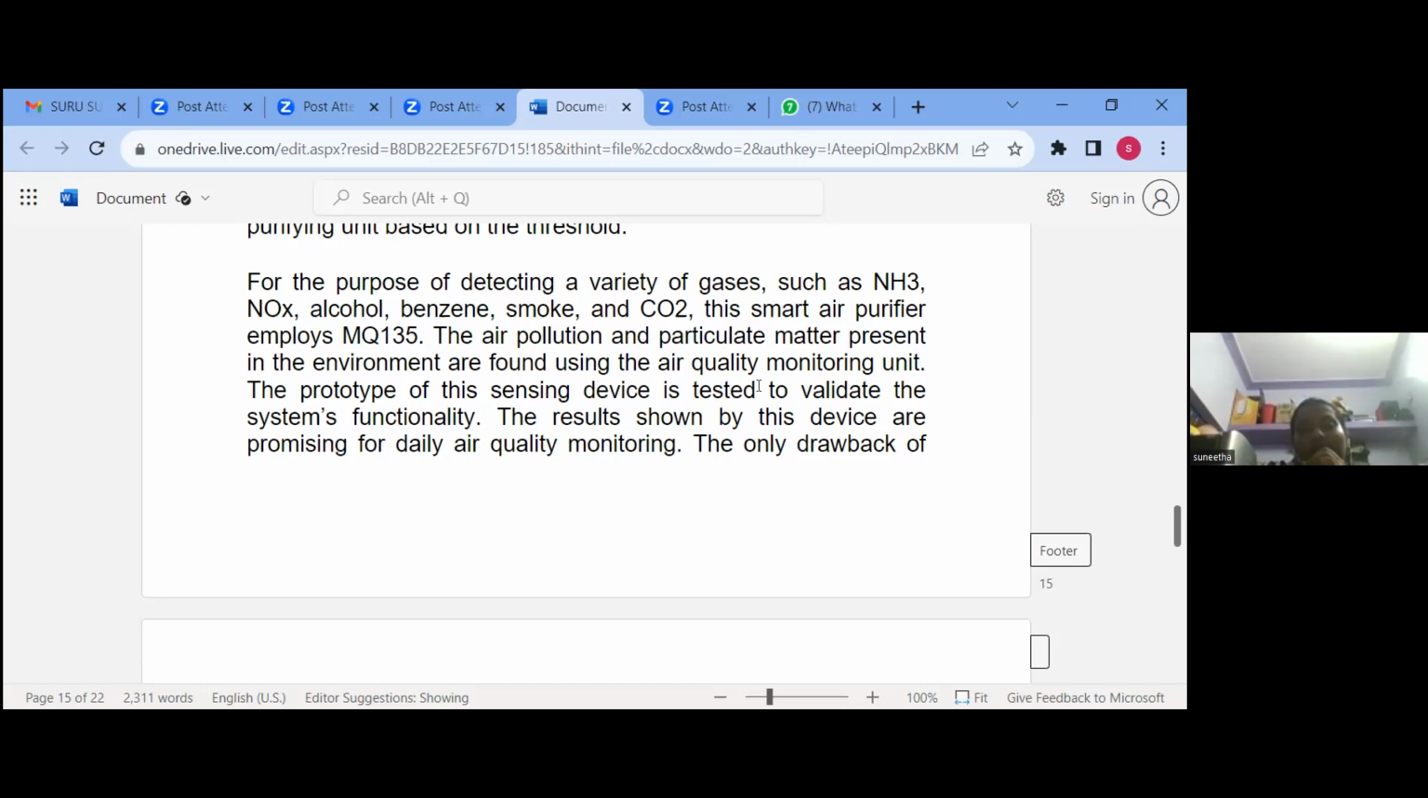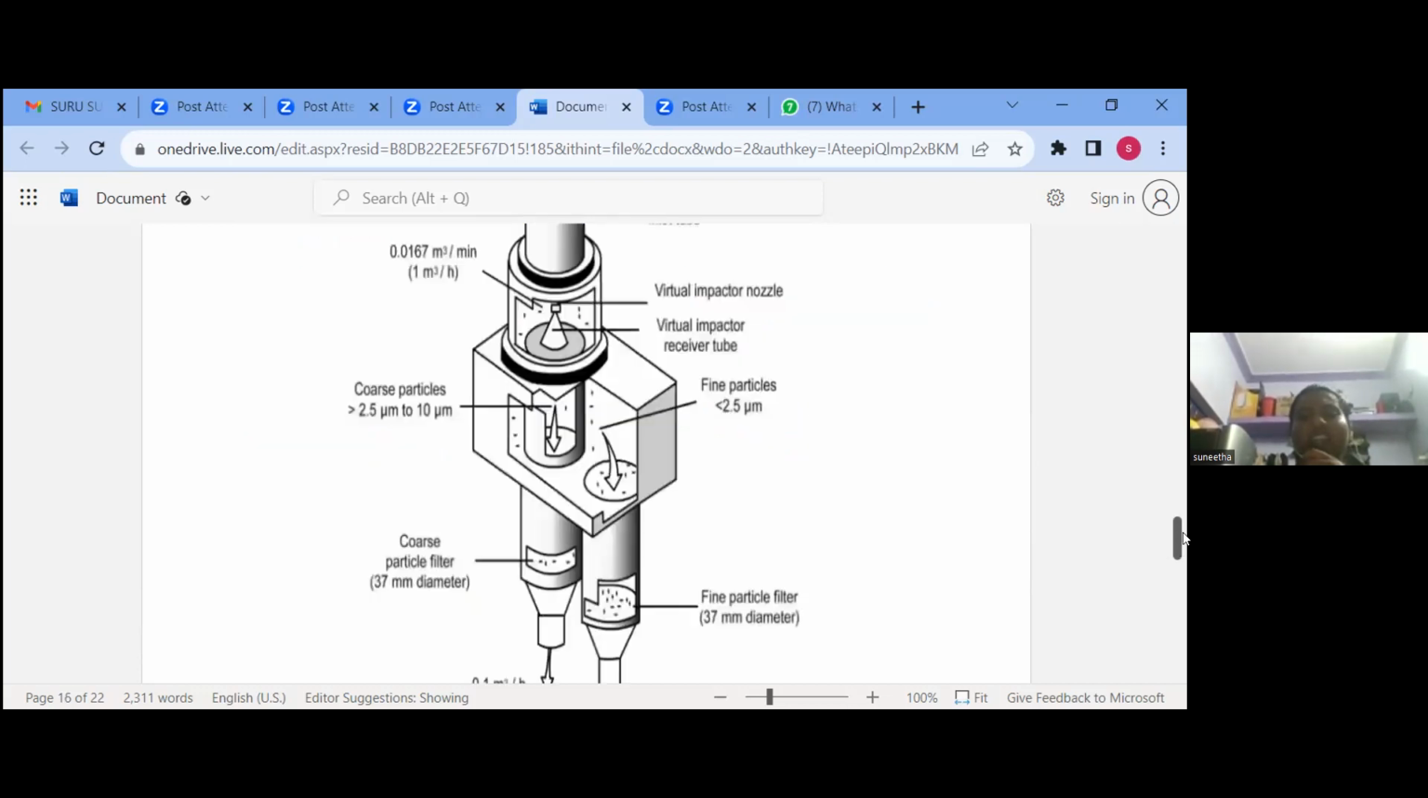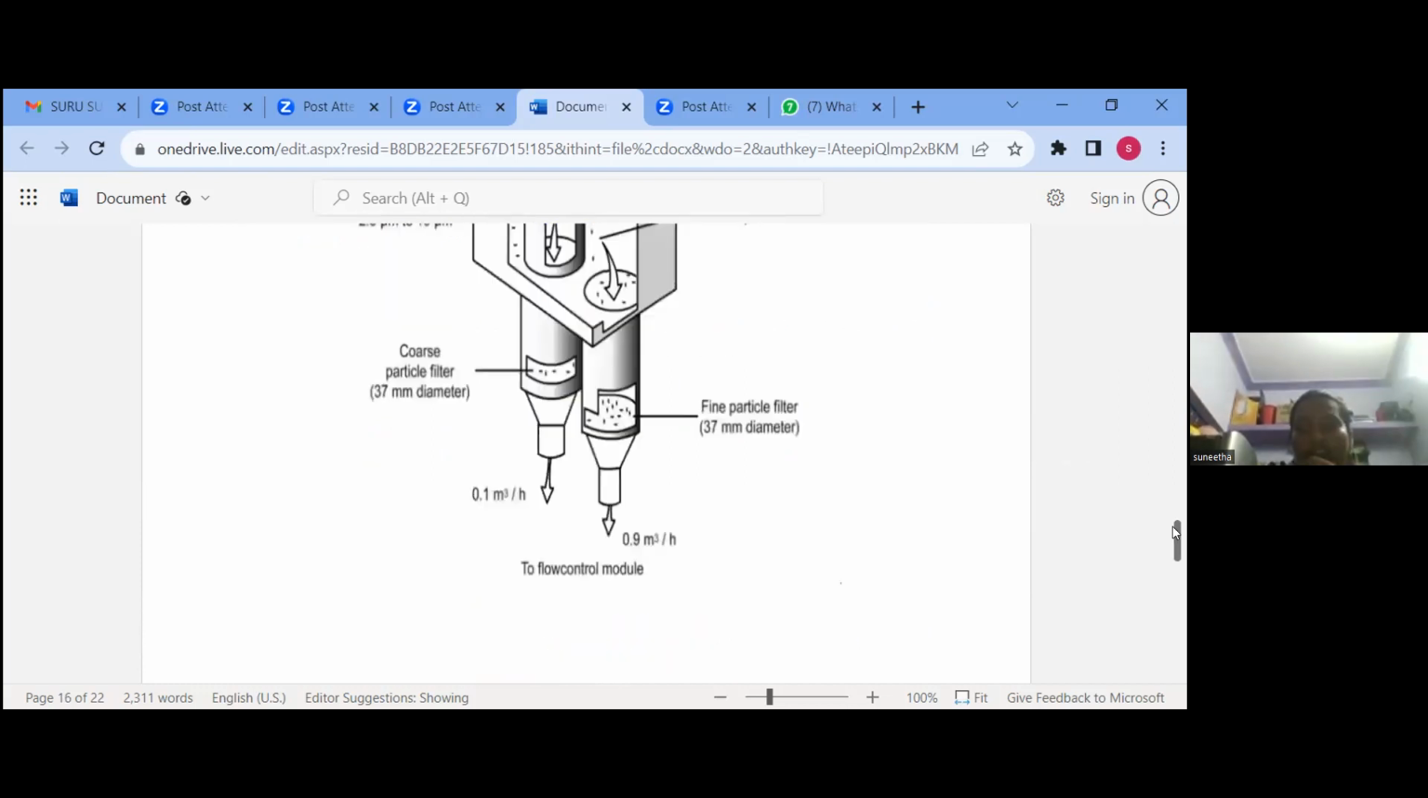The filtering is nothing but filtering very small particles in the air, and by analyzing the filtered particles we can determine the level of pollution and how to monitor it. And this is the diagram of filtering.